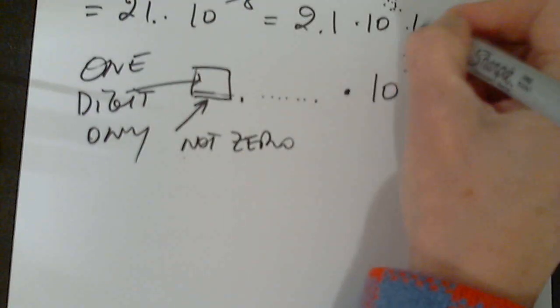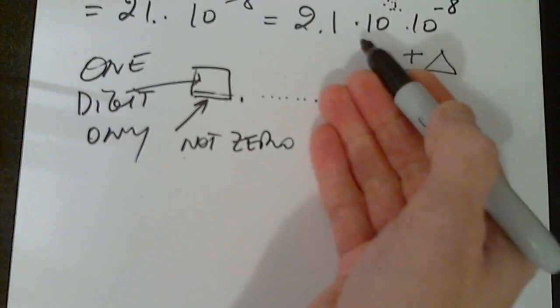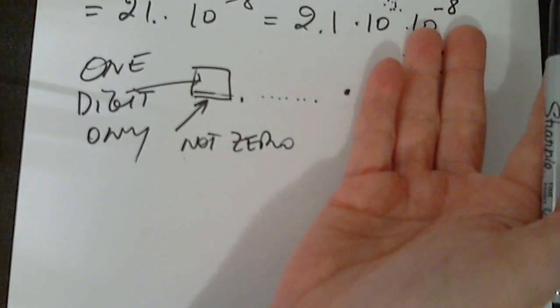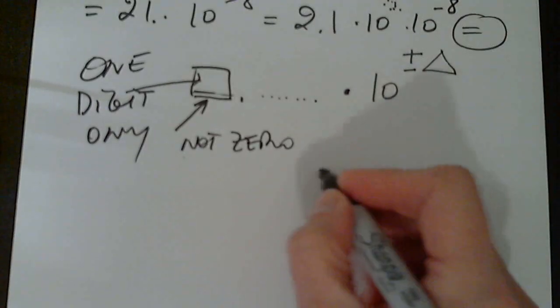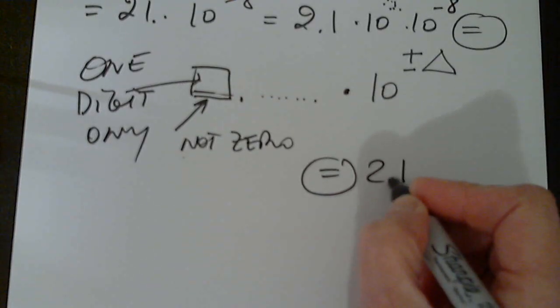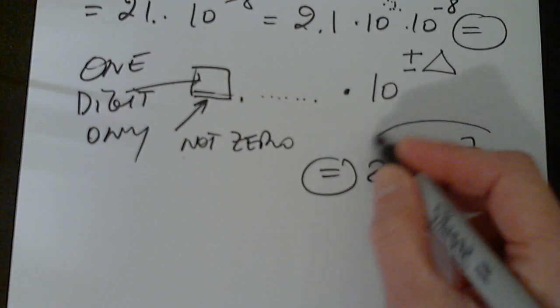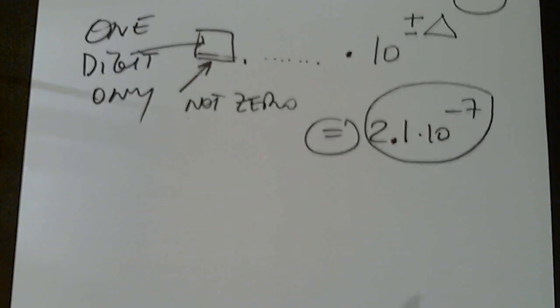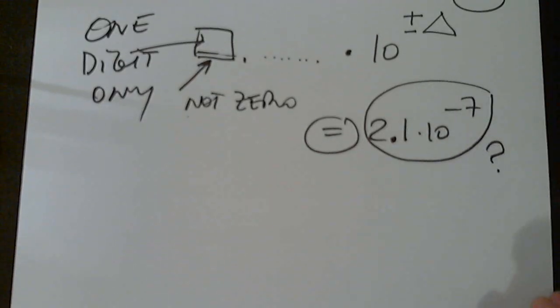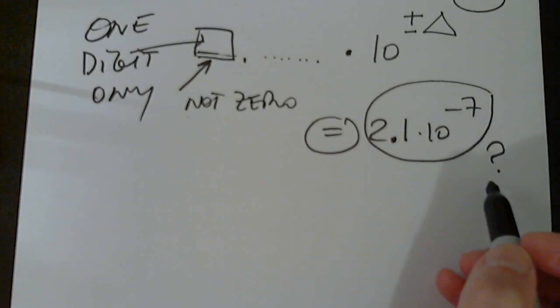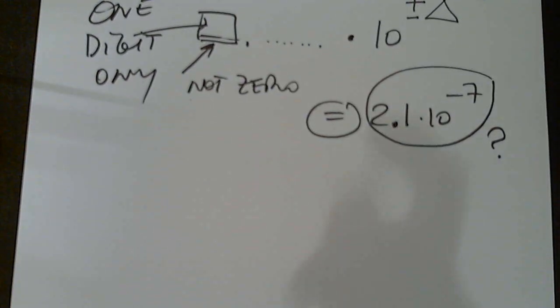But I have to multiply by 10 to negative 8. When I multiply these two, copy the base, add the exponents. So then I get the final answer to be 2.1 times 10 to negative 7. And you can say, why on earth will I need this? The reason is the following. It's for the use of the graphing calculator.